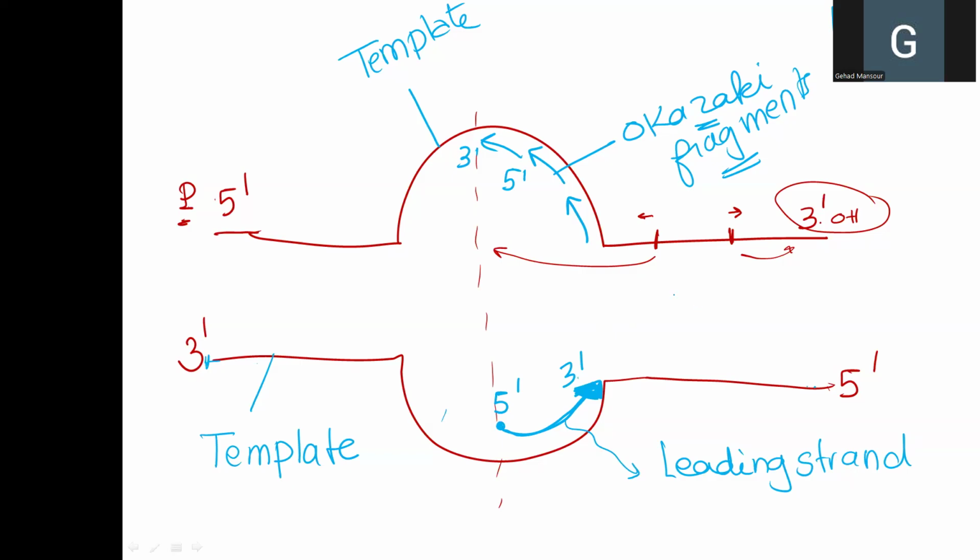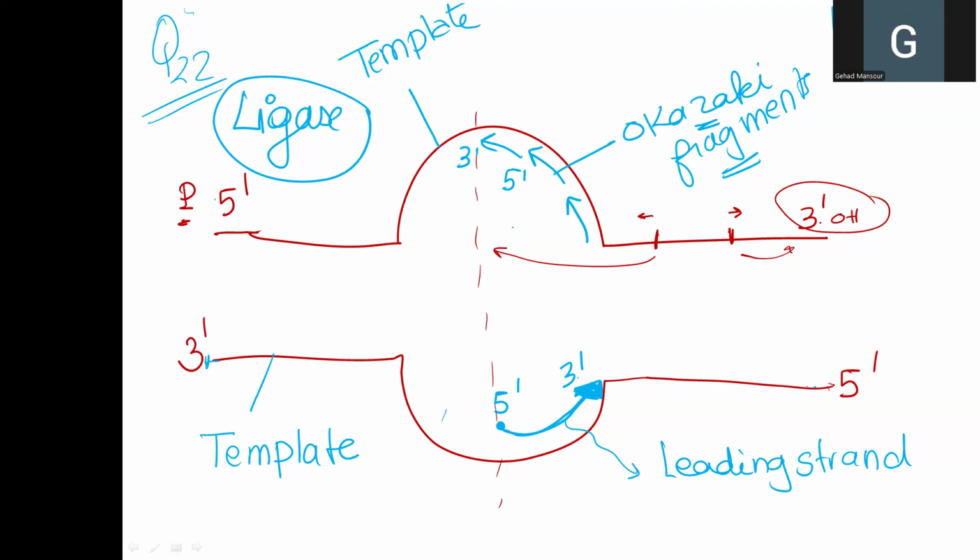And then comes question number 2. How are these Okazaki fragments ligated together? Because the Okazaki fragments cannot stay like this, separated from each other. So we should have a DNA ligase enzyme. And at this level, this is the only function you have to know about the DNA ligase enzyme, which is to join the segments of Okazaki fragments together in the process of DNA replication.